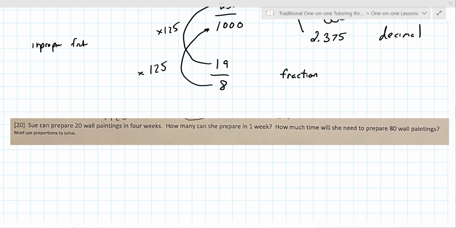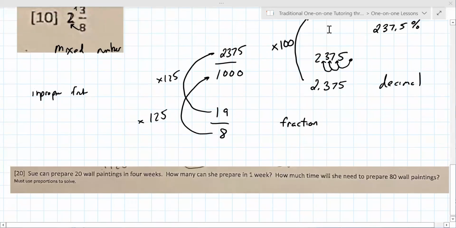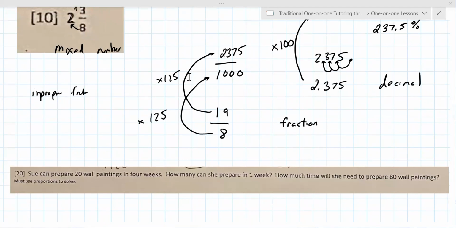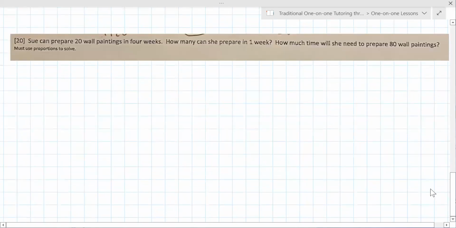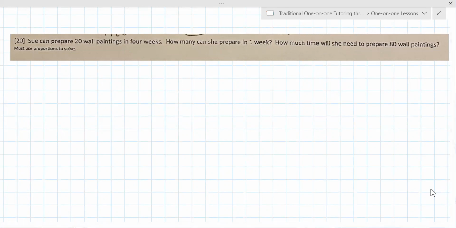All right, you back? Fantastic. Did you get everything down from this previous problem? Yes. Okay, so let's go to 20 and then we'll come back and work on some of the other problems here. I'm going to read this out loud since you're reading. Sue can prepare 20 wall paintings in 4 weeks. So that means Sue is a painter and in 4 weeks she made 20 paintings.